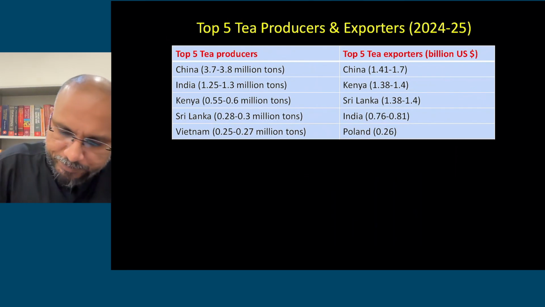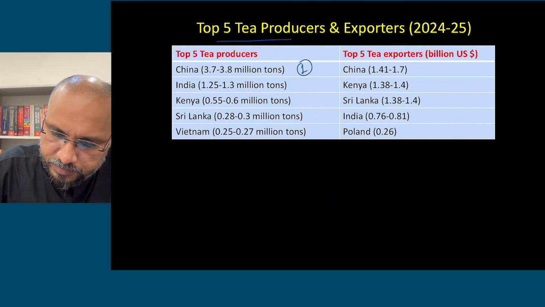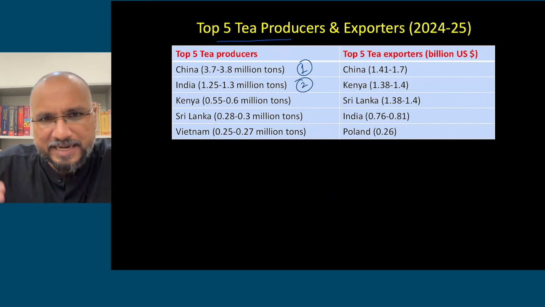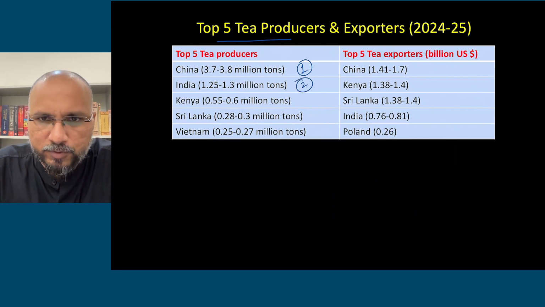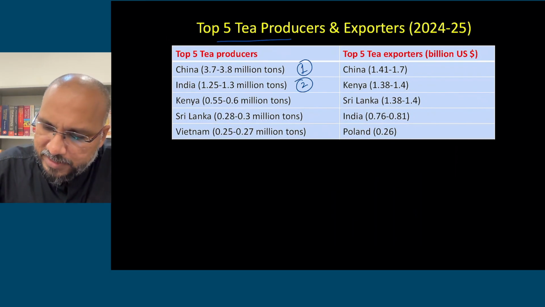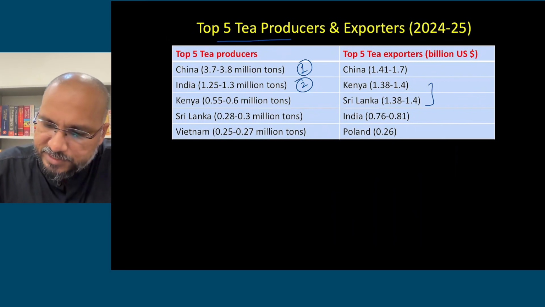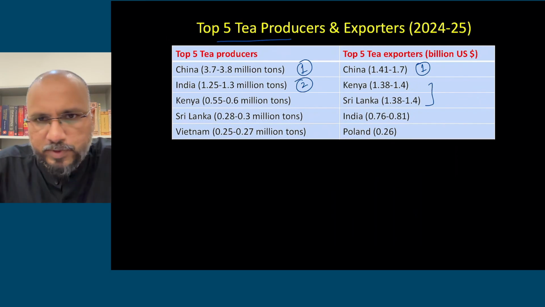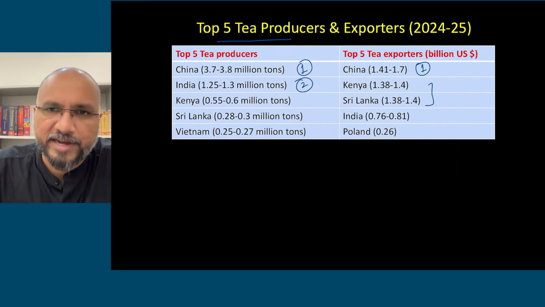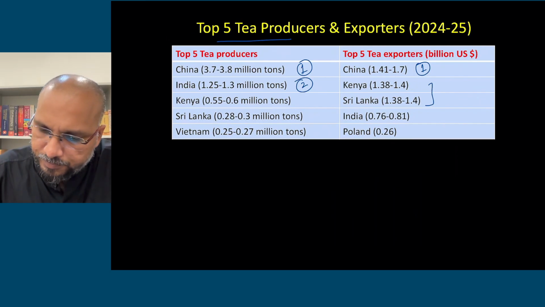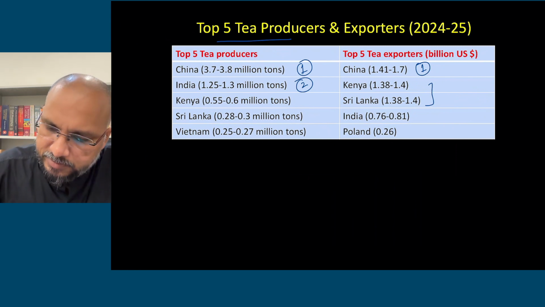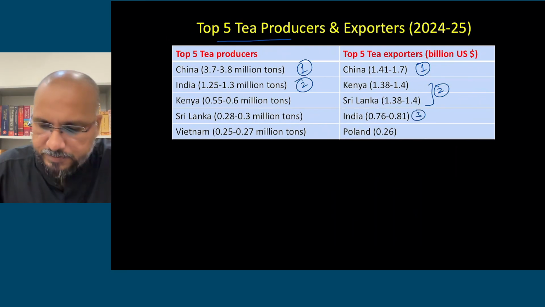Top 5 tea producers. China occupies the first position, India is second, then Kenya and Sri Lanka third and fourth. When it comes to export, it is almost the same. Kenya and Sri Lanka occupy the second position, then third is India. China is the first when it comes to exporters of tea with respect to value in $1 billion. India is at third position.